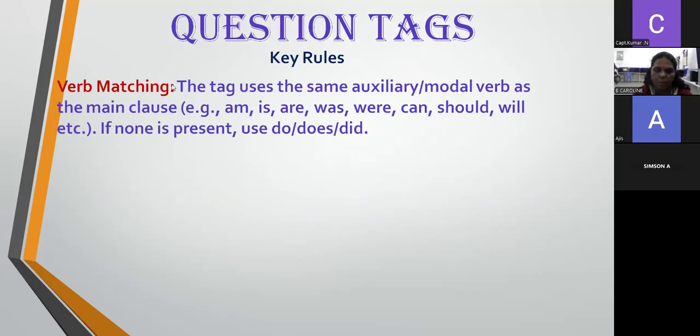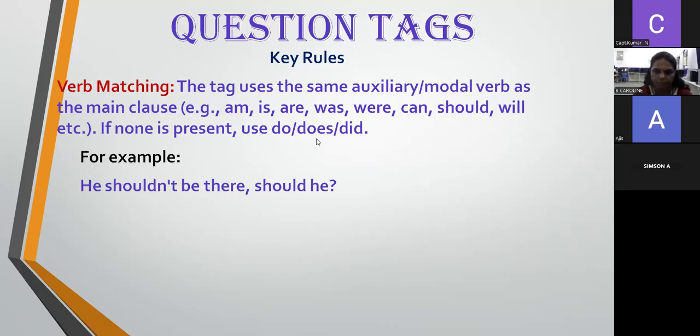Next rule, verb matching. The tag uses the same auxiliary or modal verb as the main clause. See the verbs given: am, is, are, was, were, can, should, will, all the modal auxiliary verbs. If none is present, that means if none of the auxiliary verbs are present, then we should use do, does, or did. So any form of the do verb which is suitable. Let's see the example. He shouldn't be there. Shouldn't is negative, so here the verb is should. Whatever verb is used in the statement, the same verb, in the correct form, should be used in the tag.